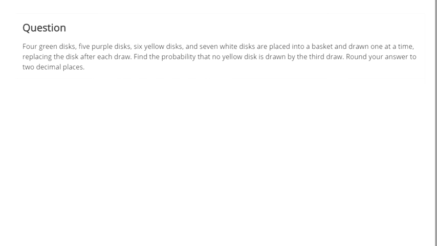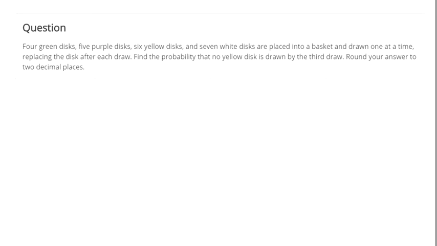We've got 4 green discs, 5 purple discs, 6 yellow discs, and 7 white discs placed into a basket, drawn one at a time, replacing the discs after each draw. So they get put back in after we take one out. What's the probability that we take no yellow discs on the third draw?